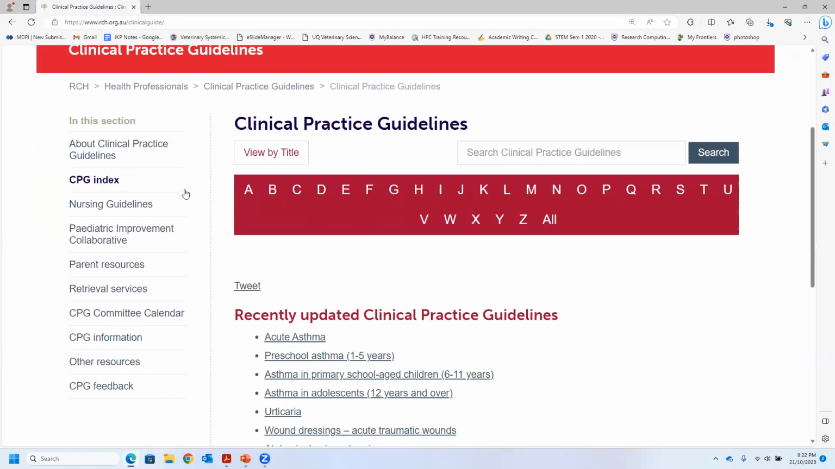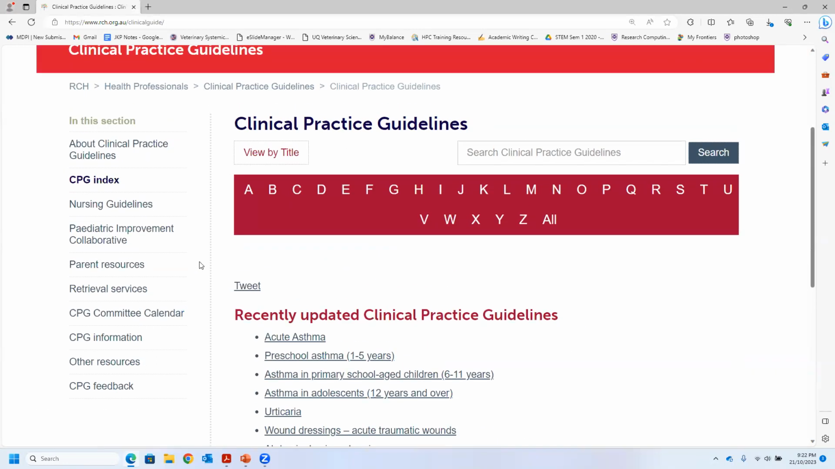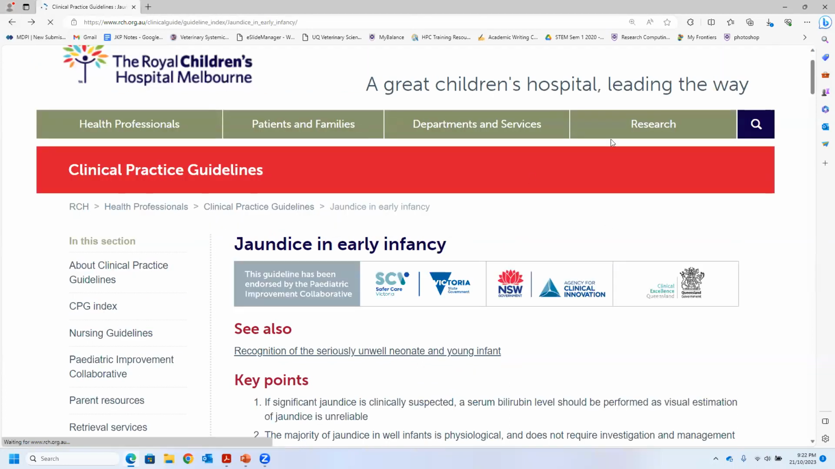Okay. So A to Z, whatever you need to know about, you can find it here. So you can just type whatever you need, go to the clinical guidelines, and it will come up.